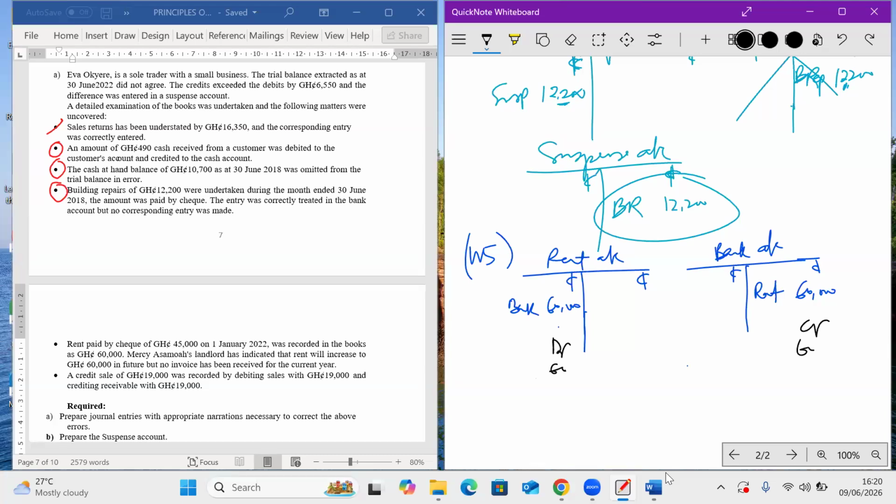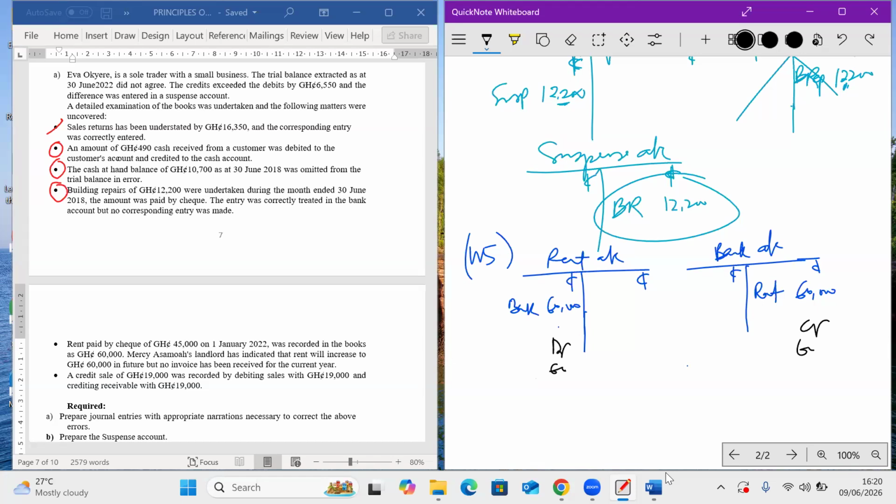So if the error doesn't affect the trial balance, then it means that we will use those two accounts to correct it. We don't use the suspense. You correct it using the two accounts without the suspense. But if the error affects, then we will bring the suspense and use it to correct them, whichever one has the error.